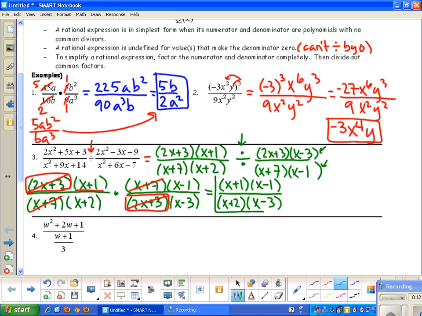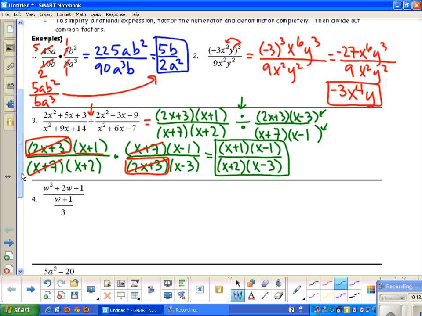Now technically we would have to multiply those out, but I want you guys just to leave it in factored form, because simplified would mean that we wouldn't want any parentheses in our equation and you would combine like terms, but I want to see your factors, so you can leave it like this. So let's go ahead and do number 4.